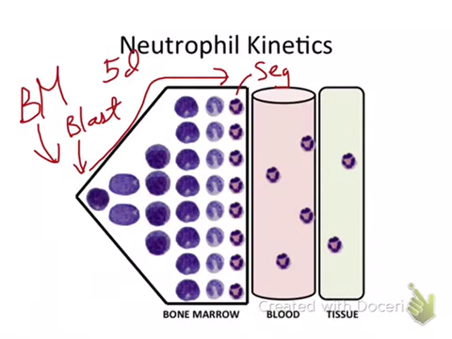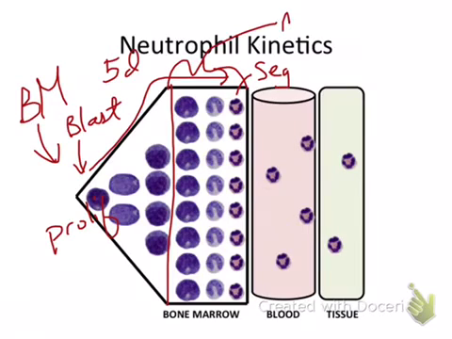Now within the bone marrow, they are divided into two subpools, and that's the proliferating pool, which can undergo cell division, and then the maturation pool, so those cells that can no longer divide but still have to mature before they're released into circulation.